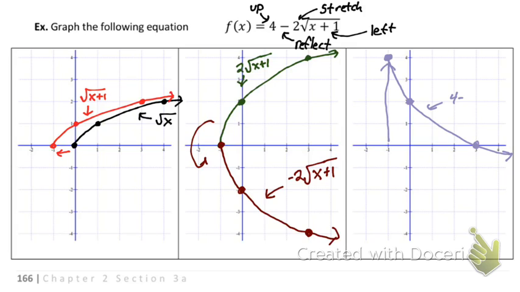This is my 4 minus 2 square root of x plus 1.